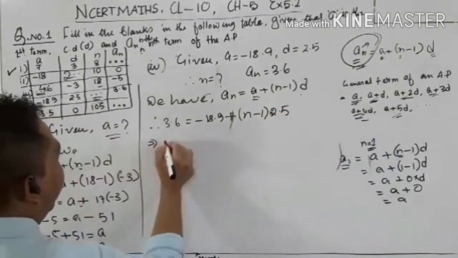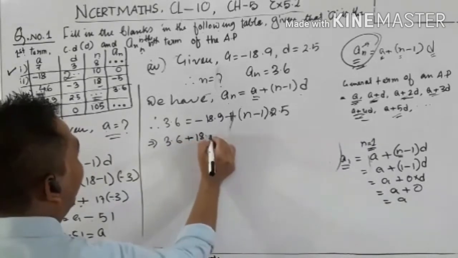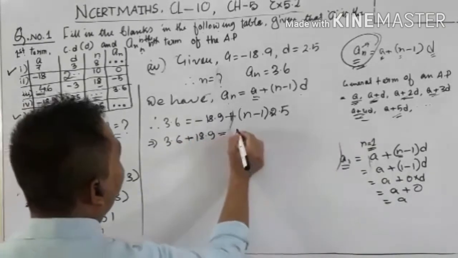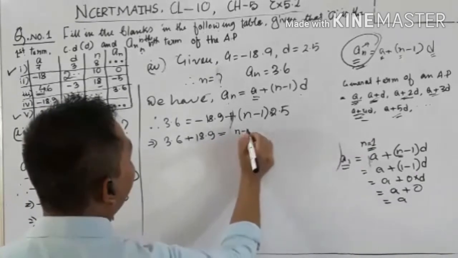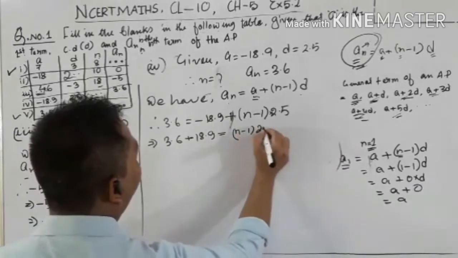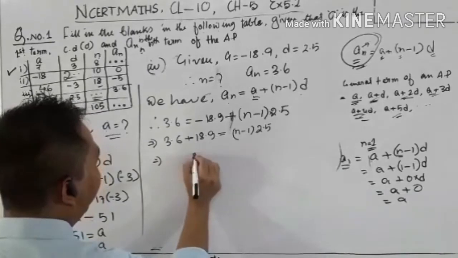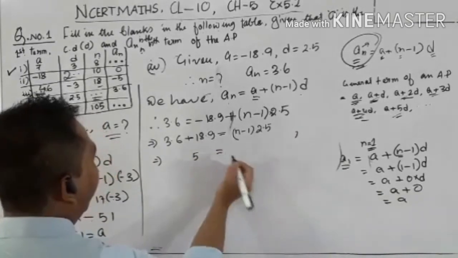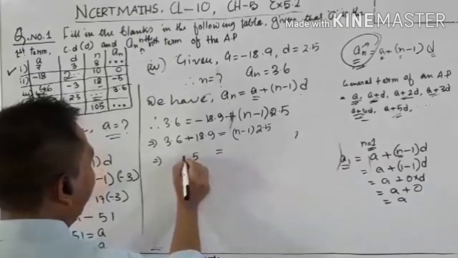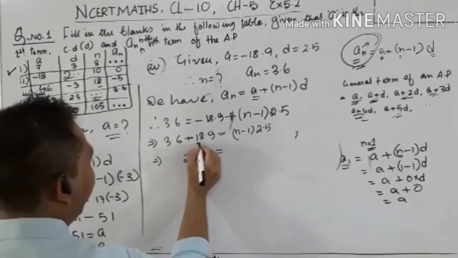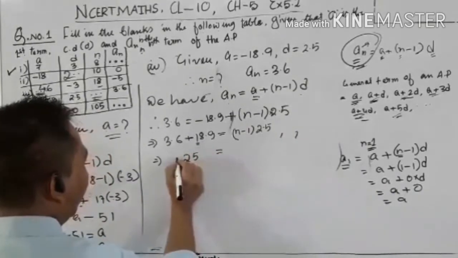So let me write over here 3.6 plus 18.9 equals, how much? (n minus 1) times 2.5, right? So it will be how much? 6 plus 9 is 15, 1 in hand. Then 3 plus 8 is 11, then 12, and 12 plus 1 in hand is 22.